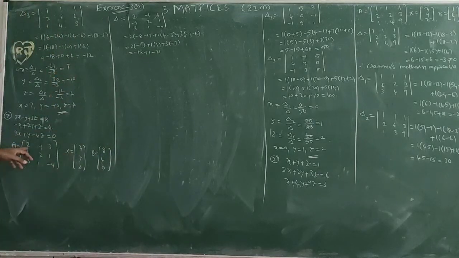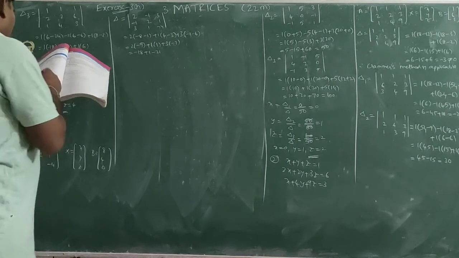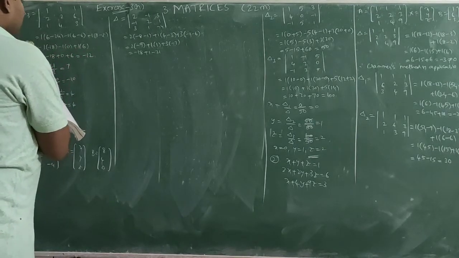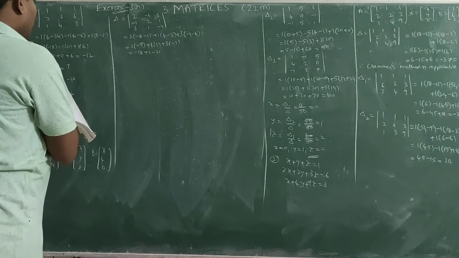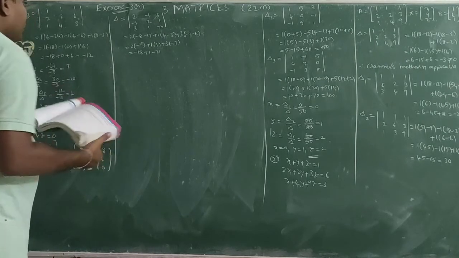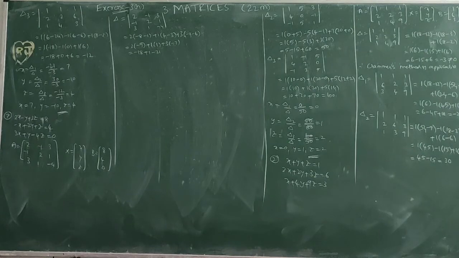One more time. 2, minus 1, 3; minus 1, 2, 1; 3, 1, minus 4. Okay, so this is the denominator here.